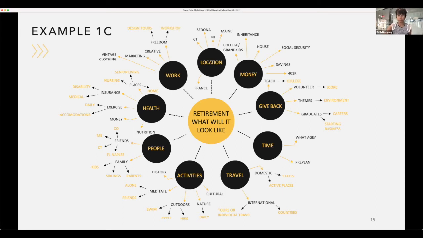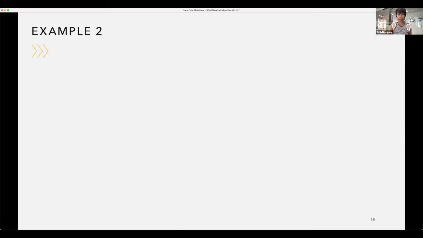I love this. I'm totally implementing it right away. I love it. Okay, so let's get to the next one. Is this your mind map? Yeah, okay.